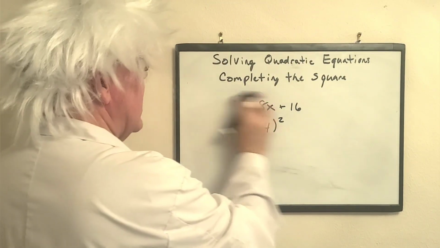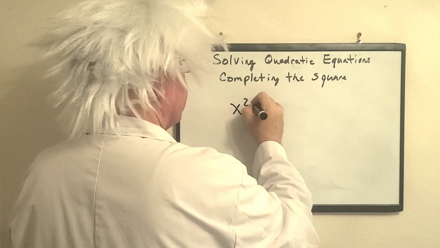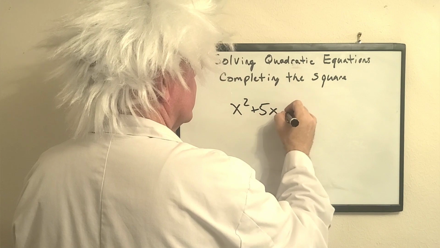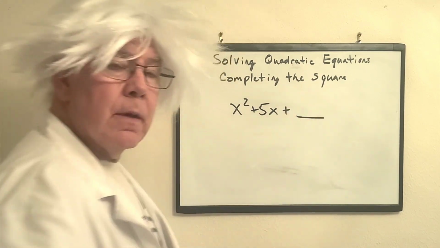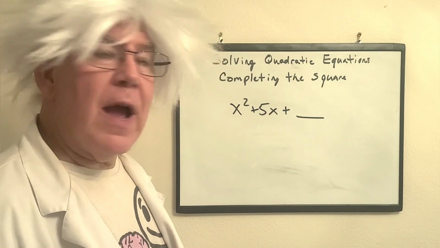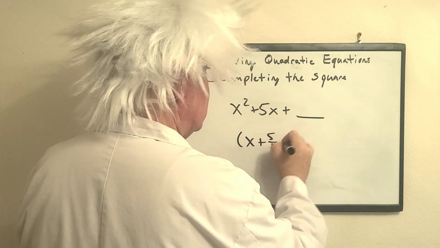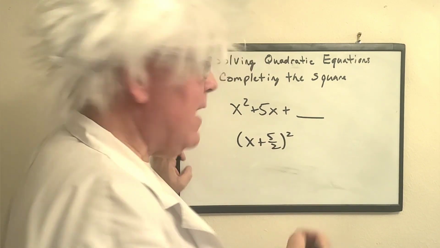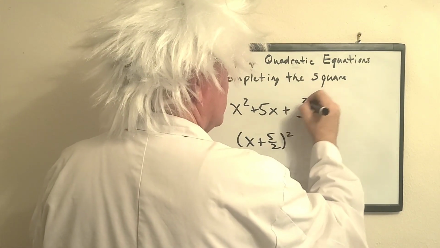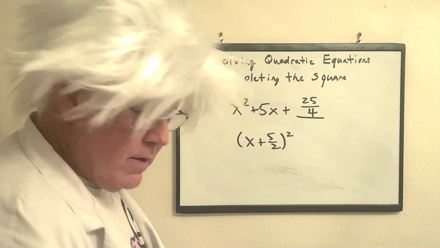What happens if we have an odd number? Now, take half of 5. We're not using decimals. We're going to use fractions. So 5 over 2. So this is x plus 5 over 2. We square it. 5 squared is 25. 2 squared is 4. That's how we complete the square. Okay?